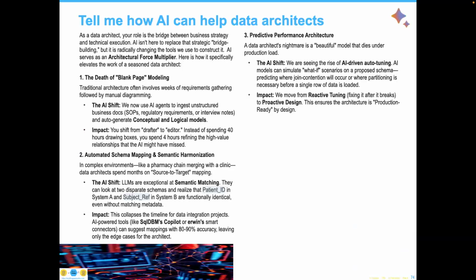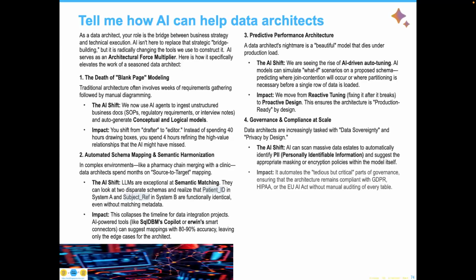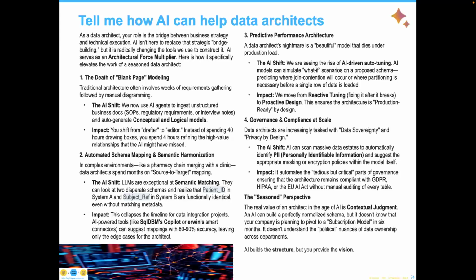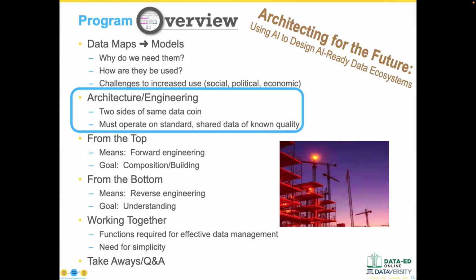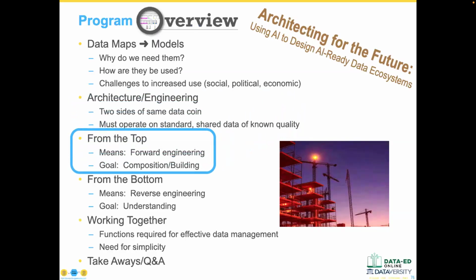You can do predictive performance of an architecture. Again, if we try to throw a production workload on this, we can simulate it and come up with some very good initial prerequisites without having to build it in order to do that. And finally, governance and compliance can be done at scale. So as a seasoned architectural perspective, the AI builds the structure, but you as the architect provide the vision. So we're going to look at both of these now working together.